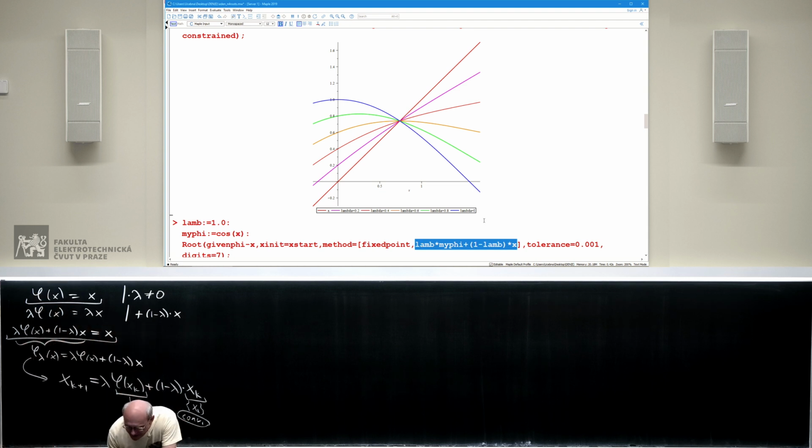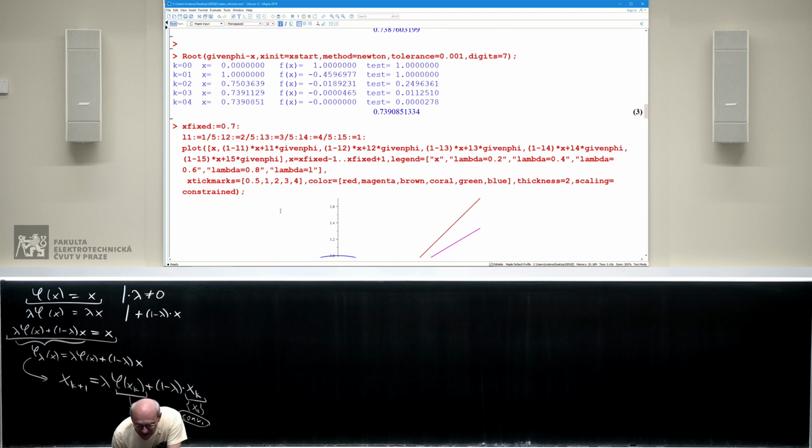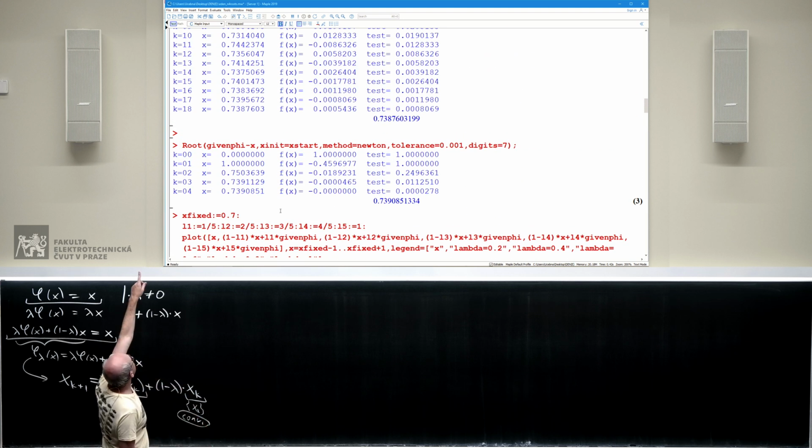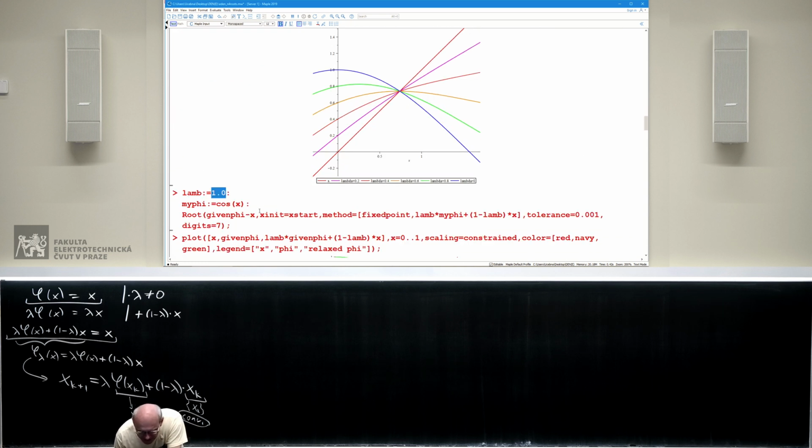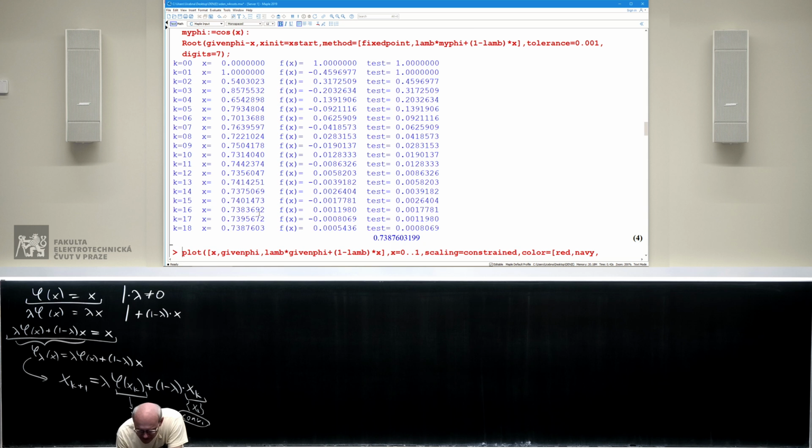Now here in this code, I'm actually allowed to specify the iterating function. And what you can see here is exactly the combination that we have here: lambda times phi and 1 minus lambda times x. That's what we can see over here. So because lambda is equal to 1, this should yield exactly the same run as before, which took 18 iterations to actually get us to the answer. So let's have a look at it. Here we go, 18 iterations, that's exactly the same run.